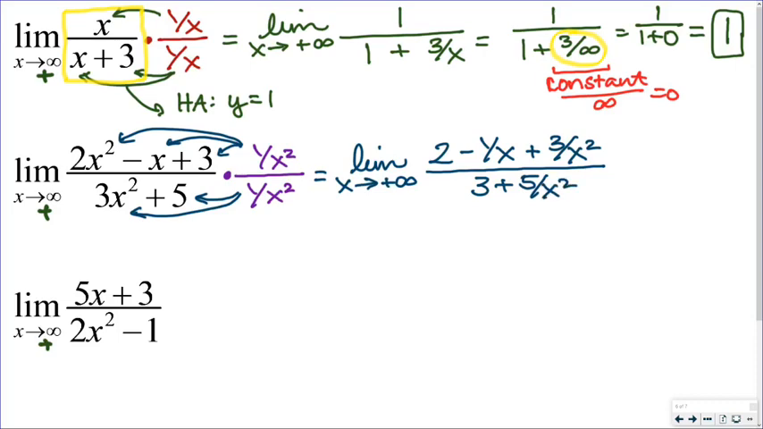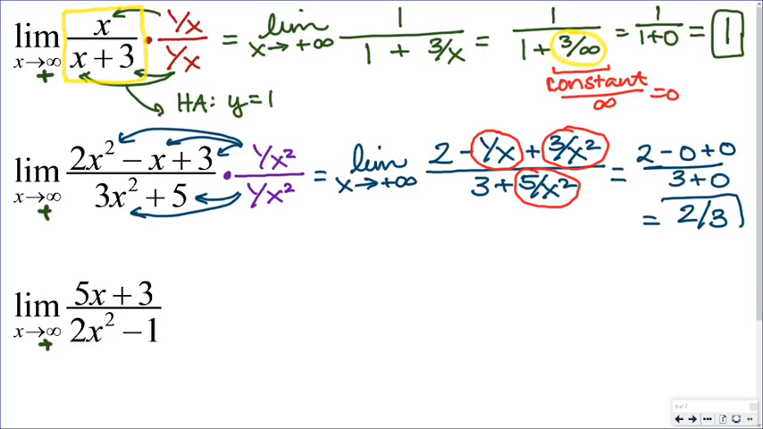So now you can see that I have a 2, and when I actually evaluate this limit, this 1 divided by infinity, 3 divided by infinity squared, and 5 divided by infinity squared, those are all going to equal 0. So that means I'm going to wind up with 2 minus 0 plus 0 over 3 plus 0, or 2/3. And again, if I were graphing this, I would have a horizontal asymptote at y equals 2/3.